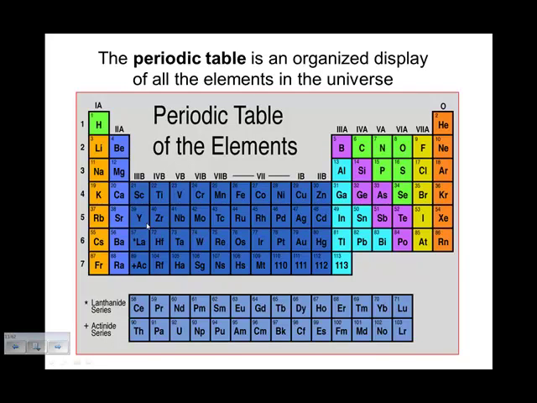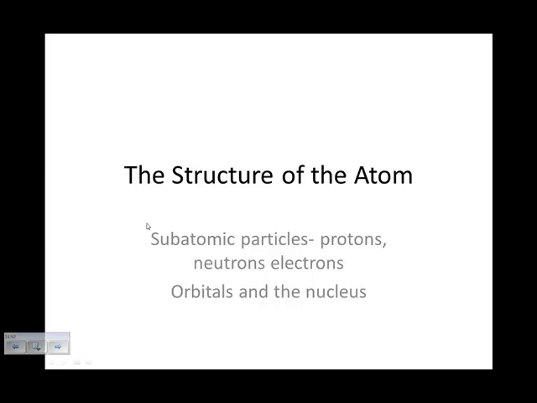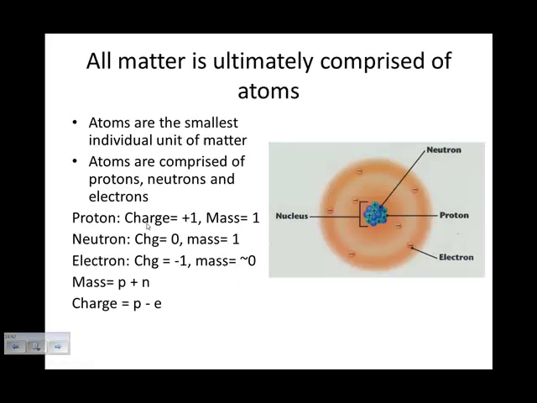Okay, so all elements, if we take an element and chop it into smaller and smaller pieces, when we get to something that cannot be divided and still be that element, we've reached an atom, right? So all matter is ultimately comprised of atoms. Atoms are the smallest individual unit of matter that retains the property of the element to which it belongs. Atom, atomos, right? A means not, and tomos means to divide. It means it's indivisible, and yet we know that atoms have little pieces that they're made out of.